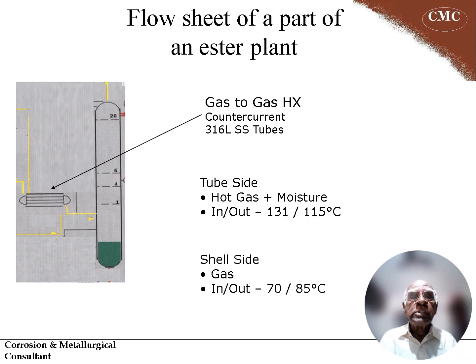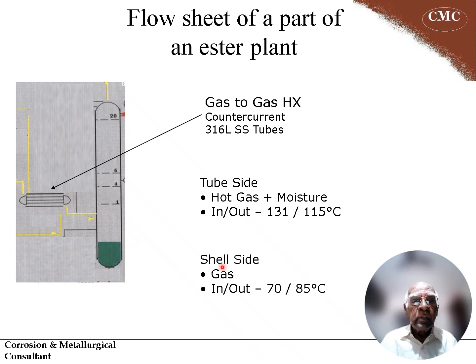This slide shows the flow sheet of a particular heat exchanger in the ester plant. The plant produces acetic acid based ester. What you see on the left side is a shell and tube heat exchanger in which the reactor gas comes in at a high temperature, 131 degrees centigrade, and gets cooled down to 115 degrees centigrade.